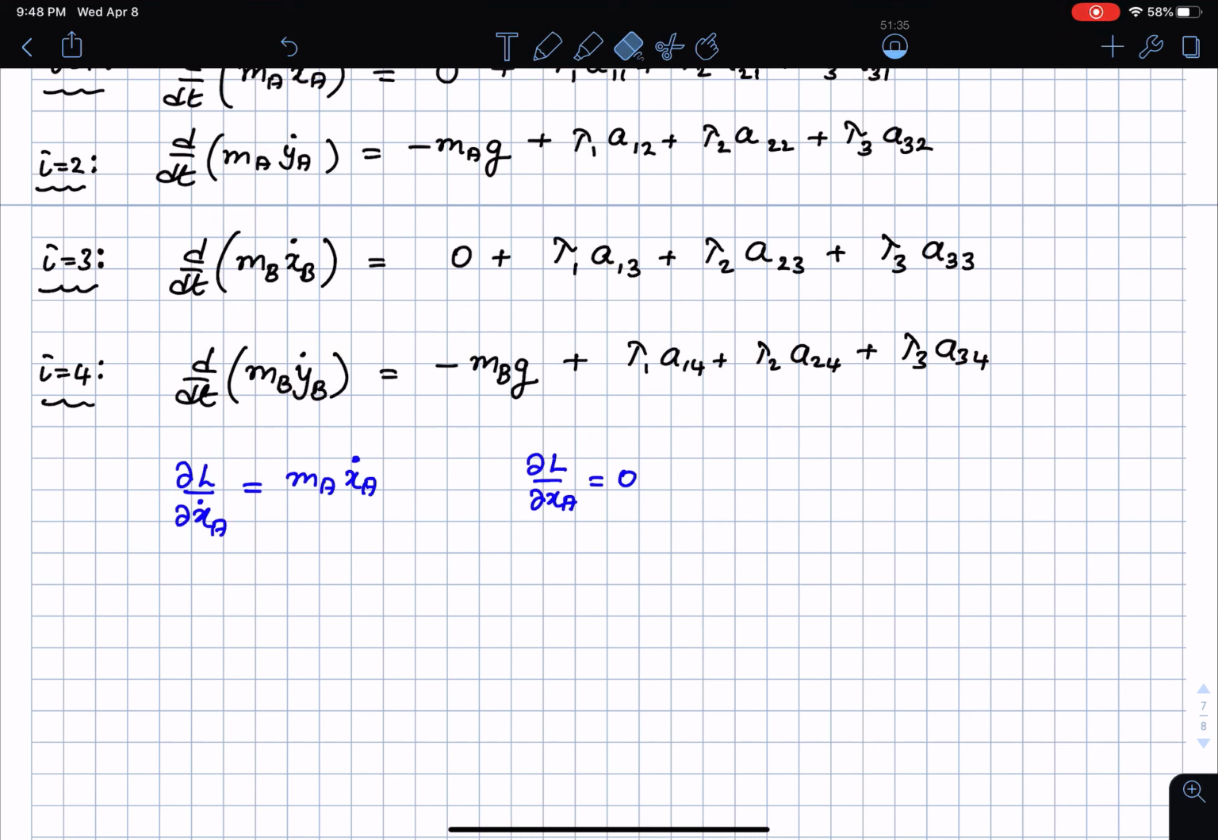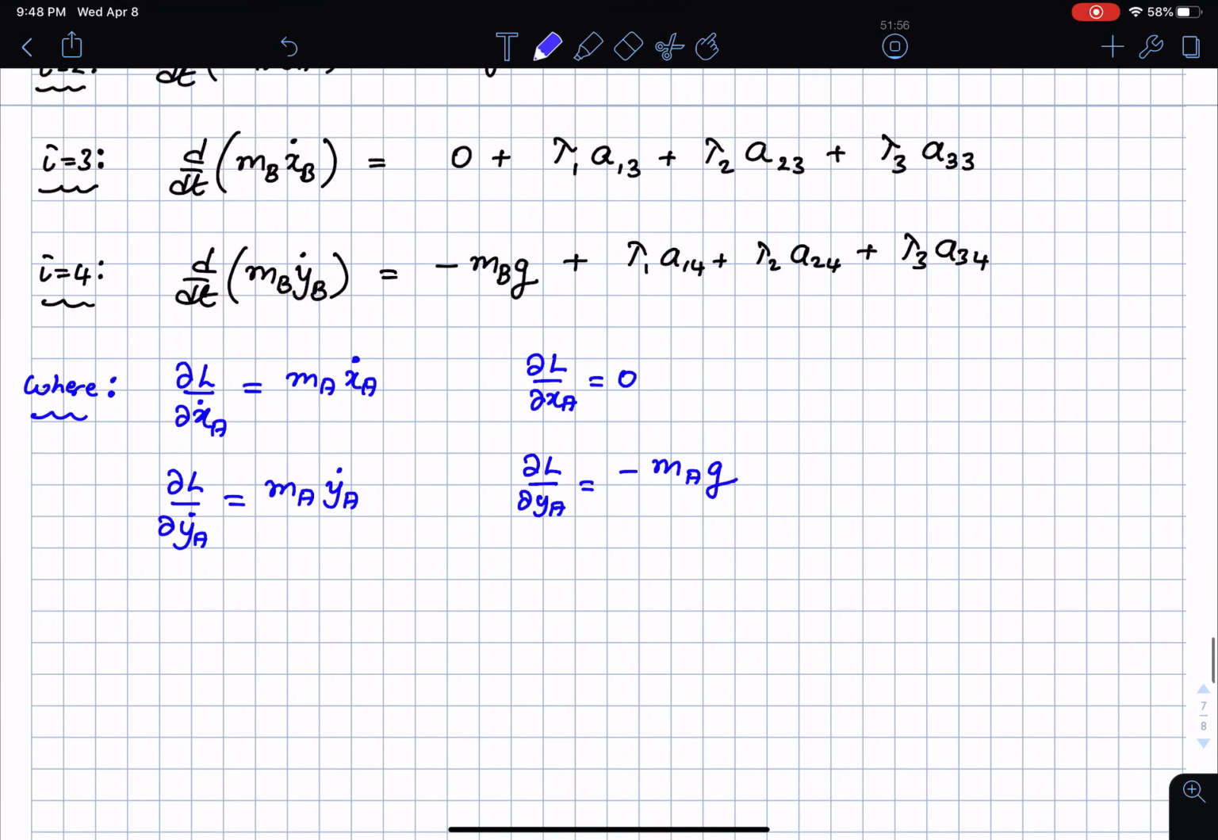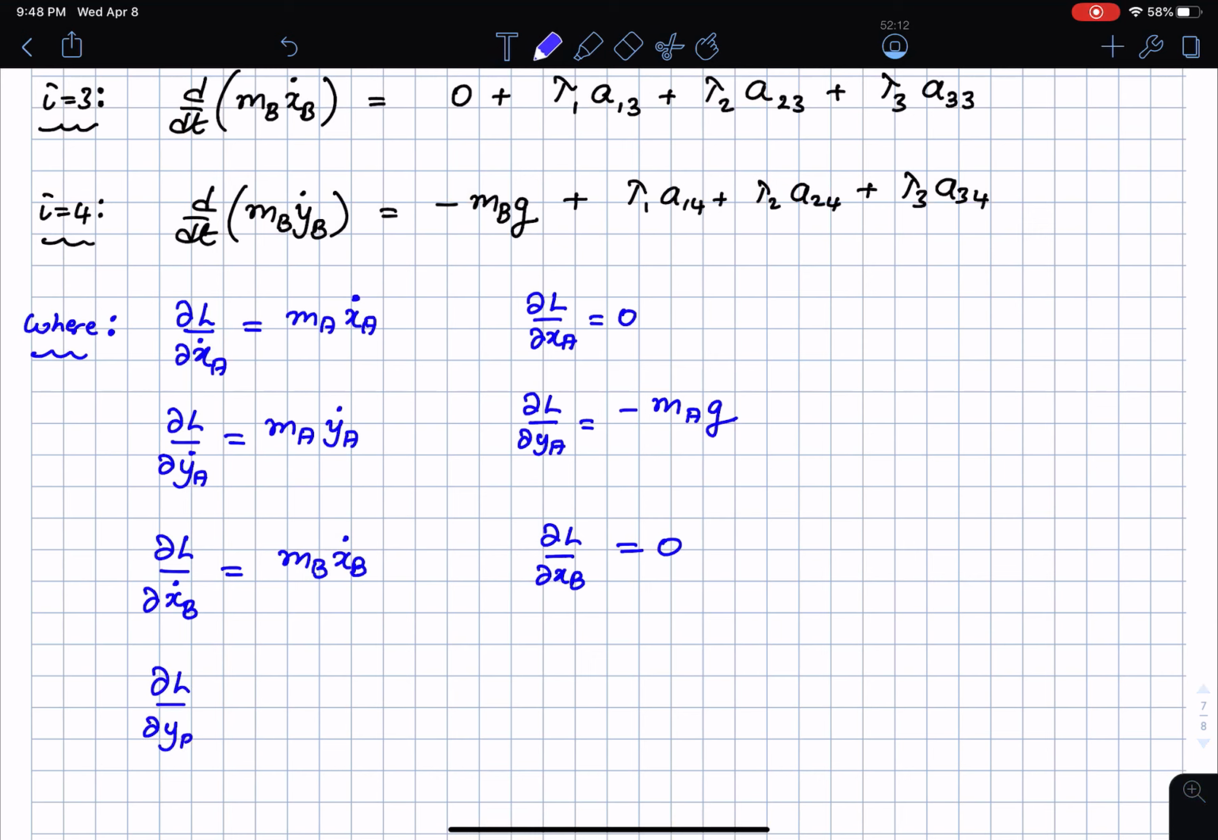We use that here, where we used dL/dya dot. If I do the partial derivative, that's going to be ma ya dot, and dL/dya. Be careful, that is the force of gravity. Then we have dL/dxb dot, which is mb xb dot, and dL/dxb was 0. Lastly, dL/dyb dot was mb yb dot, and dL/dyb. Look at the Lagrangian, you're doing partial derivatives, keep that in mind. This is a partial derivative term here, so this is dyb, and this is going to be minus mb times g. So these are all the things that we had used above.